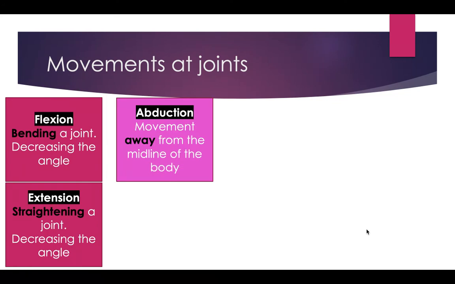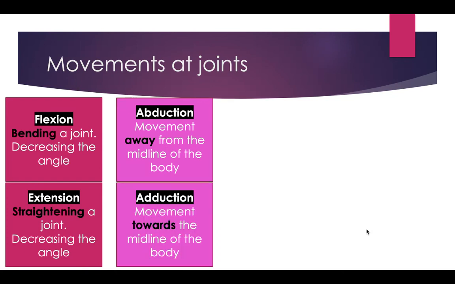We have something called abduction, which is movement away from the midline of the body, and something called adduction, which is movement towards the midline of the body. I always like to remember adduction as it's adding back to your body. So think, if we did a star jump, if you go out into the star position, you have abducted your arms and your legs away from the midline of your body, and then you do adduction, so you adduct your arms and your legs back towards the midline of the body.